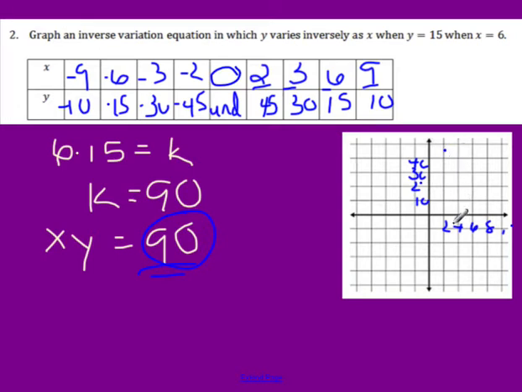And then I'm going over 3, which is halfway between, and then up 30. Over 6, up 15, which is going to be here. And over 9, up 10. So there's the one side.